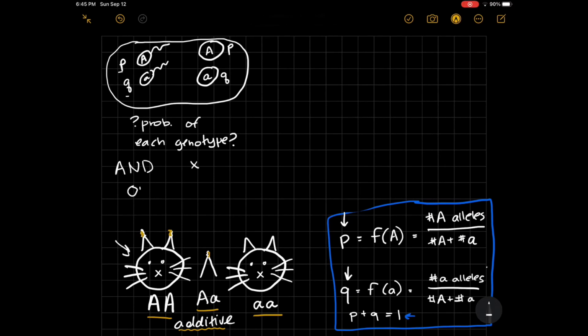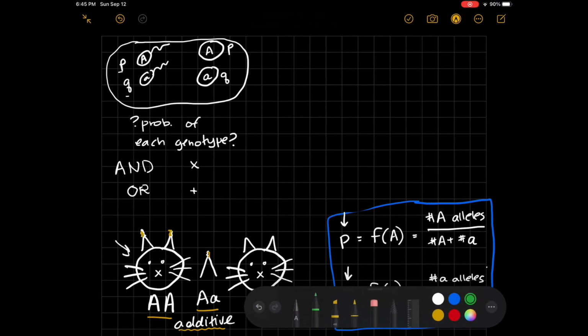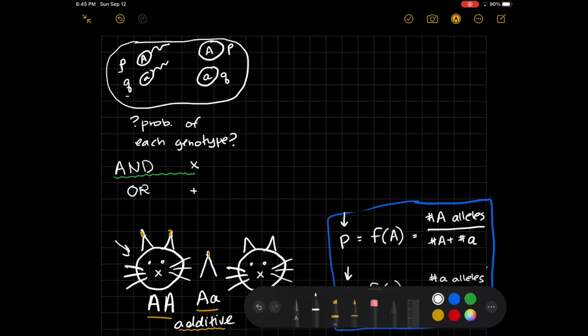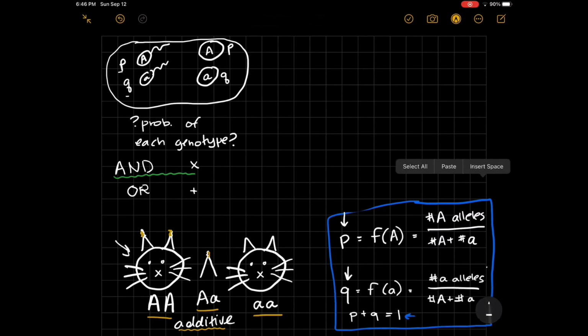The other kind of relationship we can have is an or relationship, where we get a big A sperm or a little a sperm. And in that case, we're going to add these probabilities together. So for example, the probability of getting a big A sperm or a little a sperm is 0.5 plus 0.5 if they're equal frequencies of both, which is 1, which is what we know it should be. P plus Q equals 1. So for or statements, we are going to add them together. So I just want to mention that before we go and start drawing our little Punnett Square, because that's going to come up in just a second.